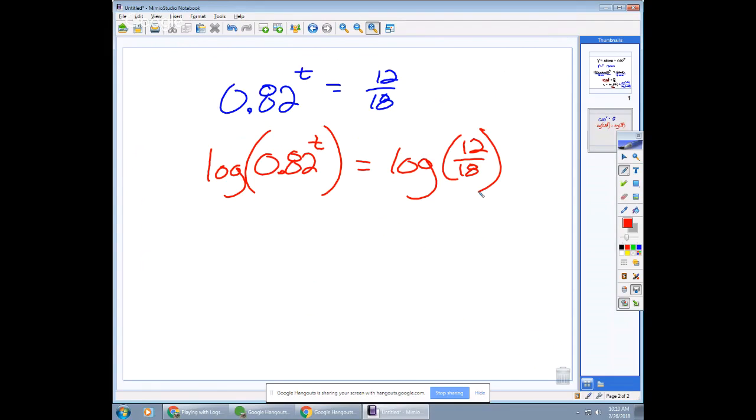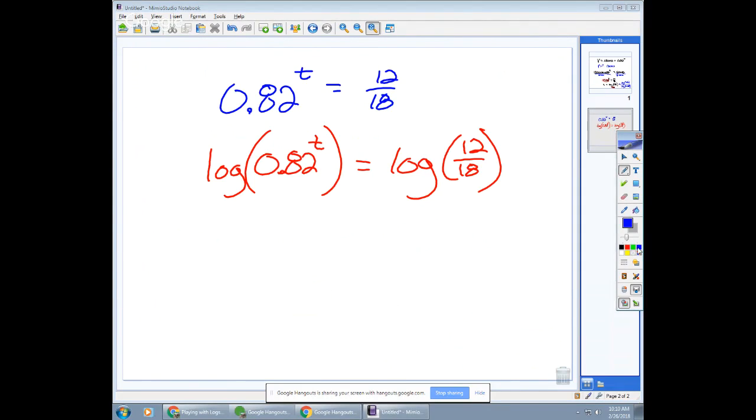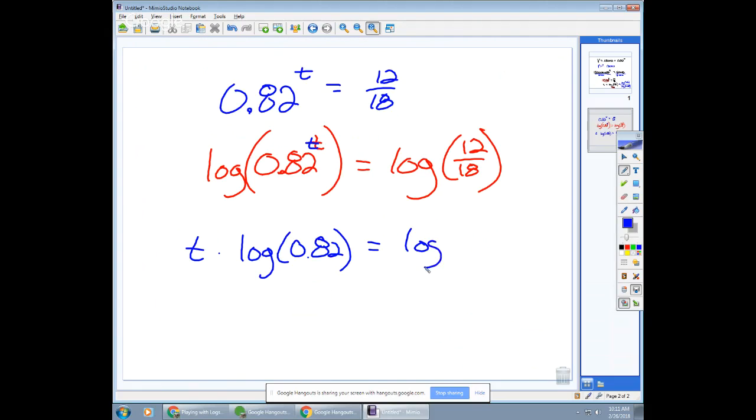The property is the power comes out as a multiple. So this left side, I can pull that power out, so it becomes t times log of 0.82. On the other side, I still have the log of 12/18.